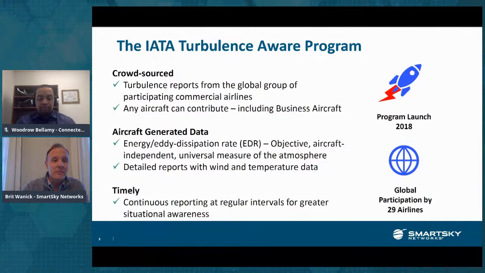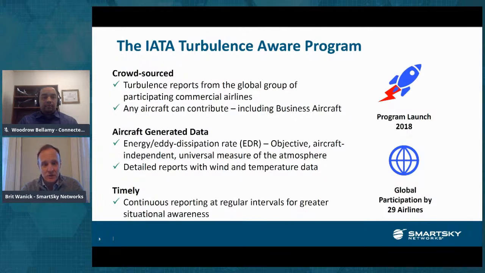It bears discussing a little bit about the IATA Turbulence Aware program. The program itself was launched in 2018. Now it's up to a participation rate of about 29 global airlines around the world that are contributing and participating in the program. It is a crowdsourced objective data source. Those reports come in from those commercial airlines that are reporting. But the reality is it doesn't just have to be commercial airlines. As we bring this into the business aviation space, we look forward to having business aircraft also contribute. And much like an impressionist painting, the more dots that you put onto the screen, the better it comes into focus over time and the better we understand the state of the atmosphere.